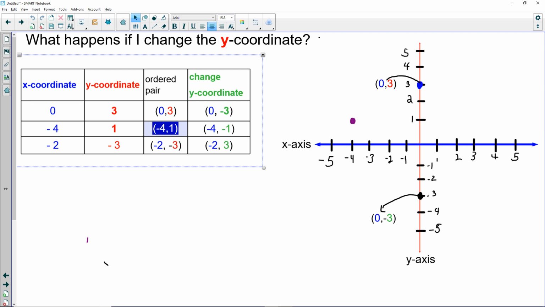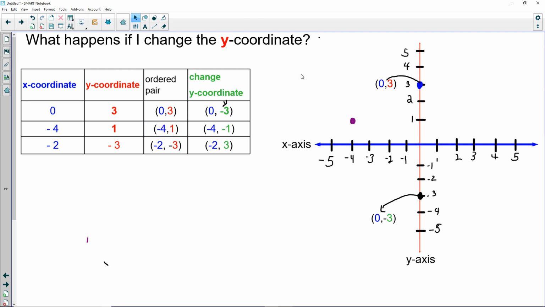And I know some of you are taking notes as we're moving. Guess what? It is okay. So here we have the point of -4, 1. And now we're going to change the y coordinate as I'm showing right here. Still going to keep the x at -4, but our y is now -1.